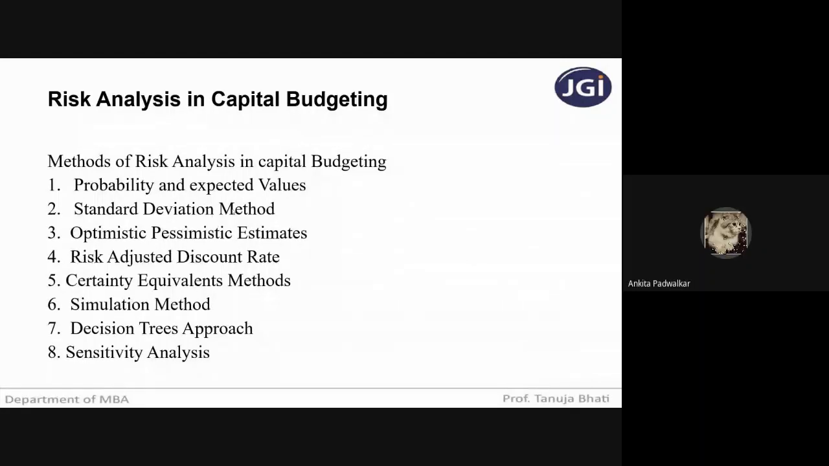Statistical technique. Now, what is standard deviation? It is the coefficient of variation. So what happens in standard deviation? It is again a measure of calculating the risk associated with the estimated cash flows.